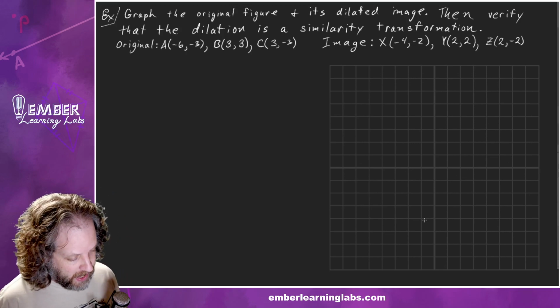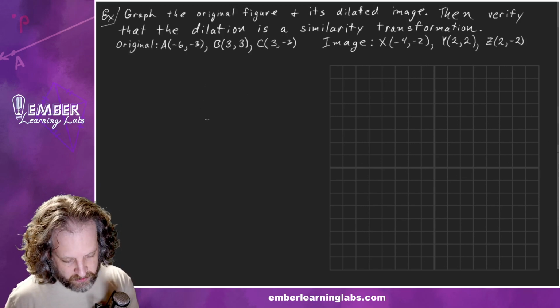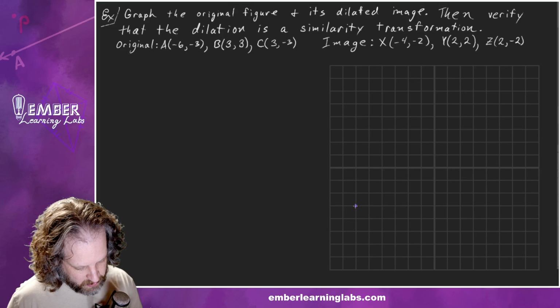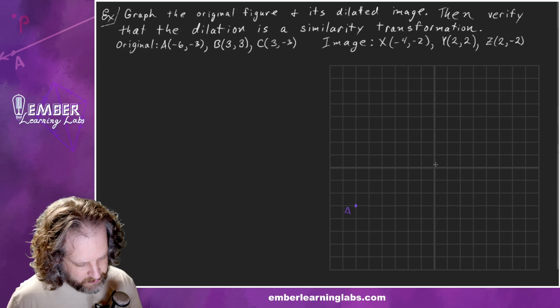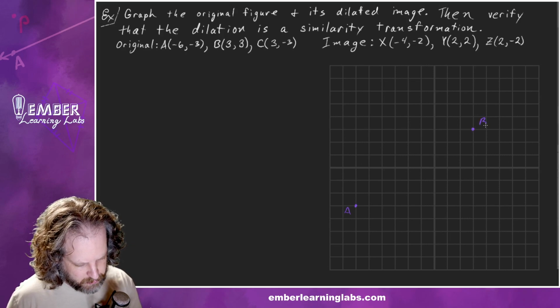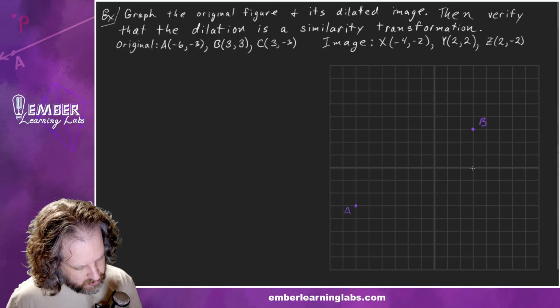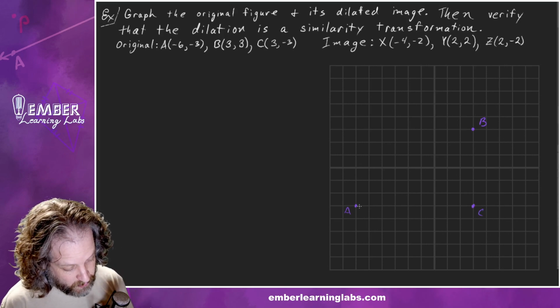It's fine. So I'm going to start by graphing them. That seems like a smart place to start. So let's find A. So -6, -3, -1, 2, 3, 4, 5, 6, -1, 2, 3. So there's A. I'm going to go ahead and label it. It's going to make all our life easier. And then B is at 3, 3. So 1, 2, 3. 1, 2, 3. That's B. And then C is 3, -3. 1, 1, 2, 3. So we have a right triangle.